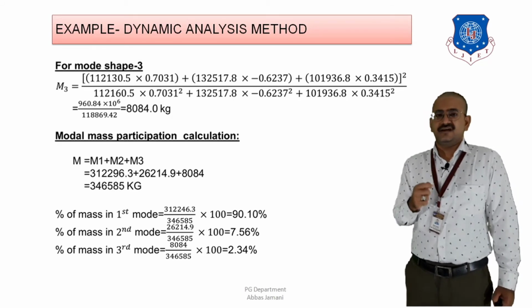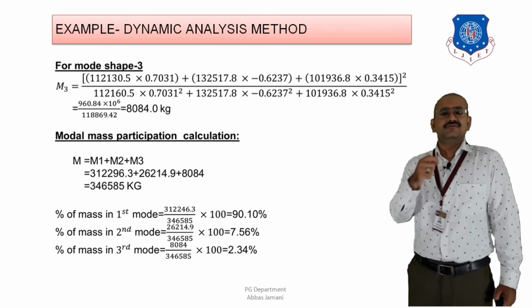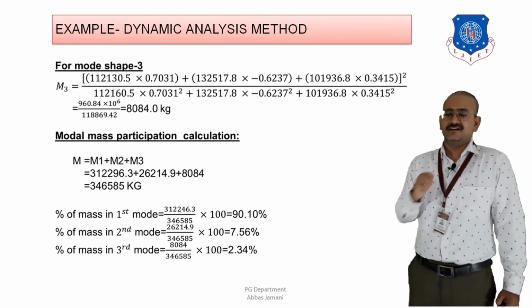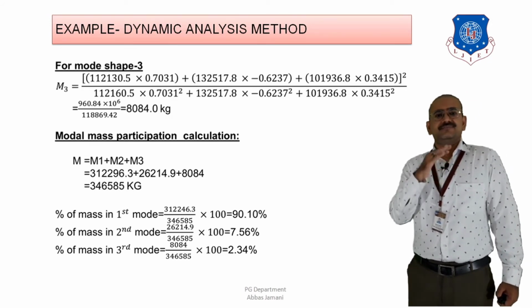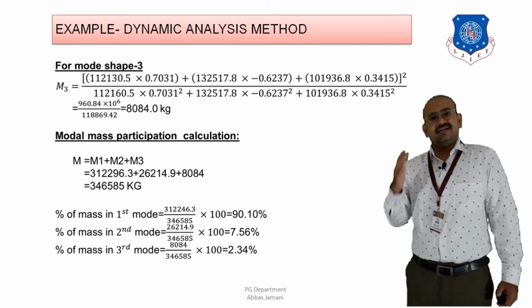Now once this is done, the next step, that is the second step, is the calculation of modal mass participation factor. And that modal mass participation factor shall be done for individual modes, that is the first mode, second mode and third mode. The purpose is to find out the percentage of mass that is taking part in the analysis in first mode, second mode and the third mode.